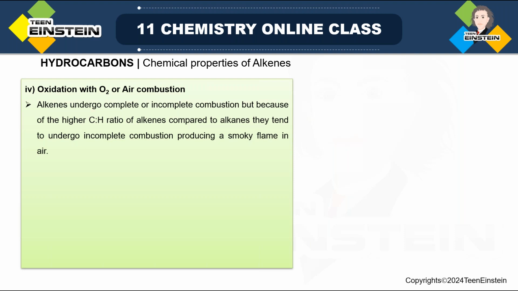Next is oxidation, where we directly use oxygen, or you can call it air combustion. That means you are doing a combustion reaction, and combustion is a reaction of hydrocarbons. It may be an alkane also, but now we are discussing alkenes, so obviously we will see examples with alkenes. Alkenes can undergo complete combustion or incomplete combustion. Complete or incomplete depends on how much oxygen you are supplying.